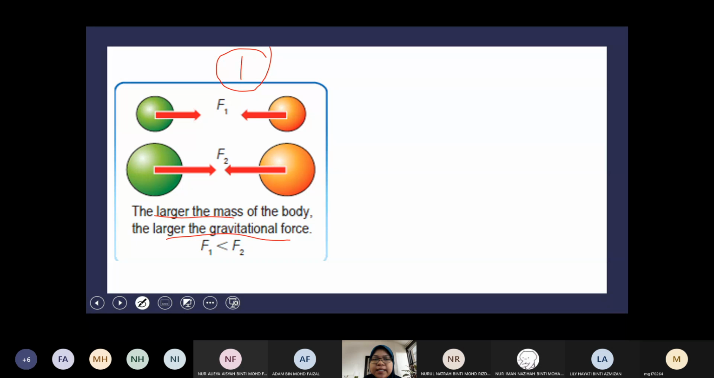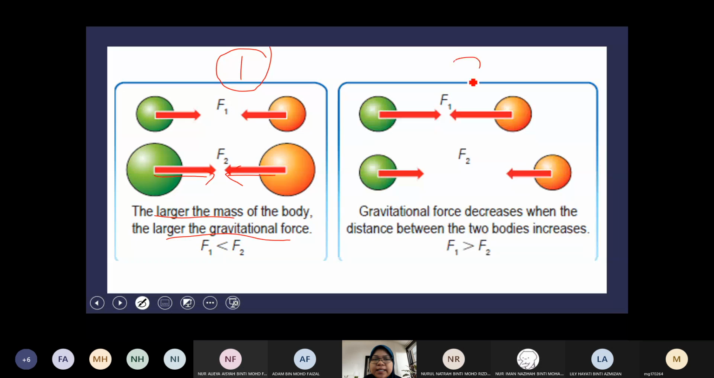Now you must know that the arrows represent the values of the gravitational force. And the second conclusion we can make: the gravitational force decreases when distance increases. Makin jauh jarak dia, macam awak ada magnet juga kan? Bila awak letak magnet tu jauh-jauh, the strength of the magnets weaken. But if they are closer together, they are stronger.